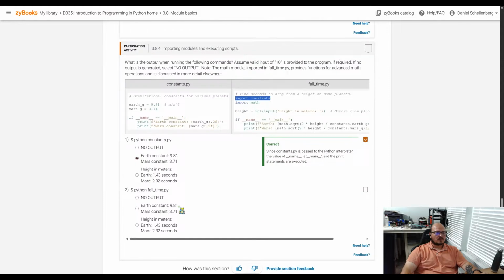So this is going to say height, integer input, height meters, right? So I want to say no output, because if you import it, I don't think you need this, right? Is that what it was saying? See, I'm incorrect. It would be this one. Since fall time is passed into the Python interpreter, the value of __name__ is fall time, and the print statements are executed. Okay.